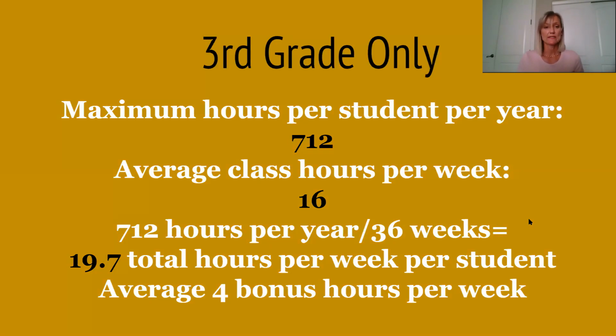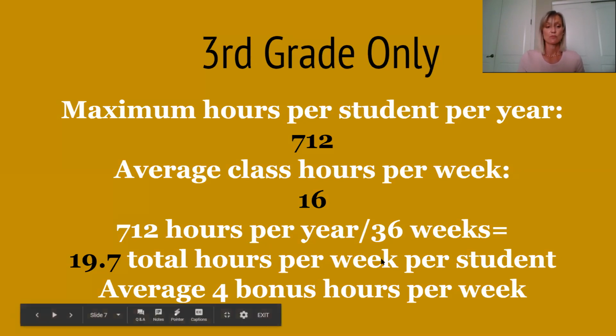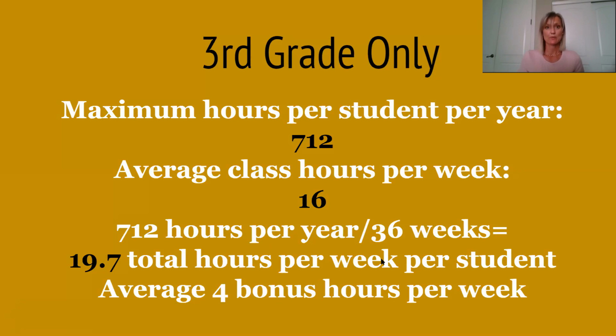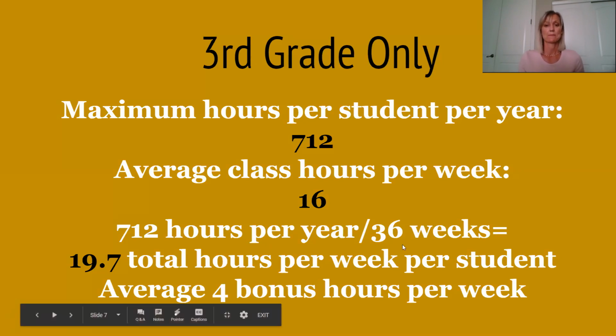For third grade only, if you have just third graders, the maximum hours per student per year is 712. The average class hours per week would be 16. If you divide the 712 by 36 weeks, that's 19.7 total hours per week per student. So that gives you the 16 class hours plus the 4 bonus hours per week.